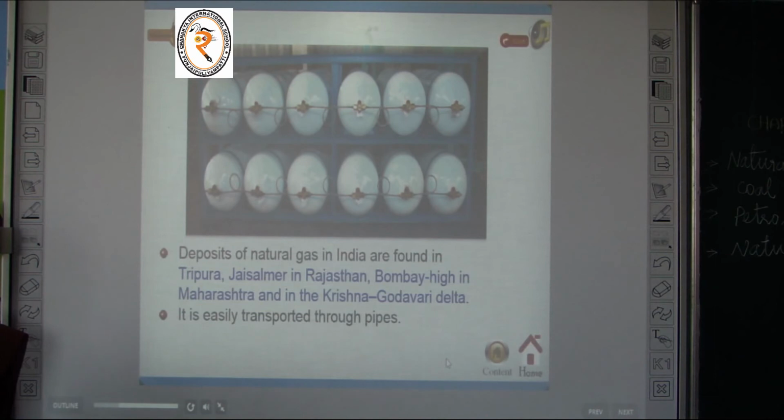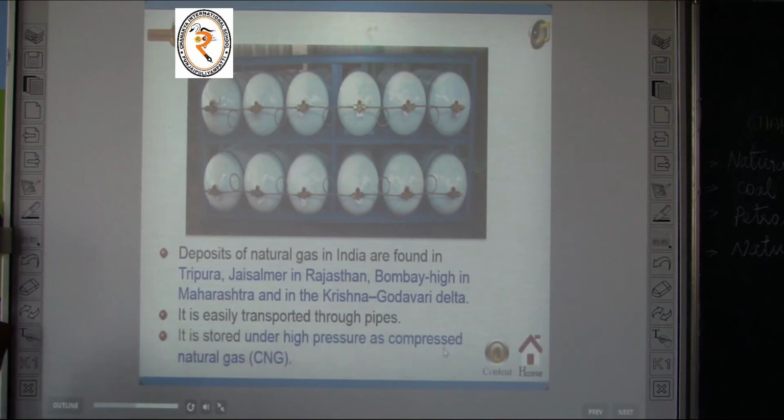It is easily transported through pipes. So this is the main advantage of natural gas. And it is stored under high pressure as compressed natural gas. Why? Because it is stored under high pressure. So only we can call the natural gas compressed natural gas.